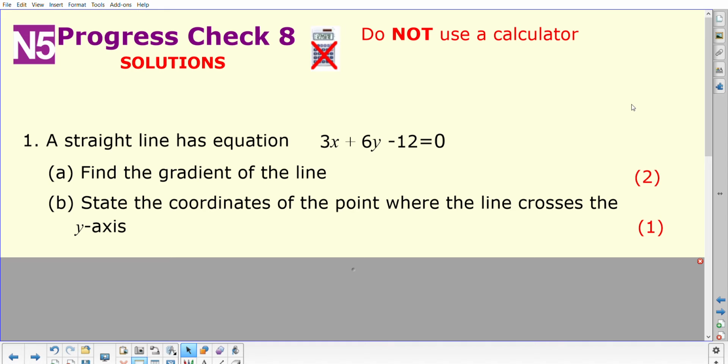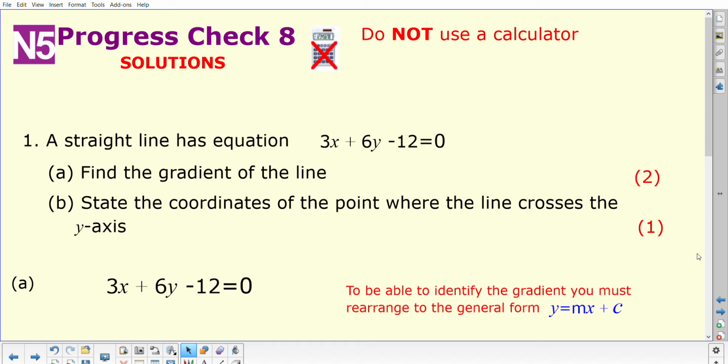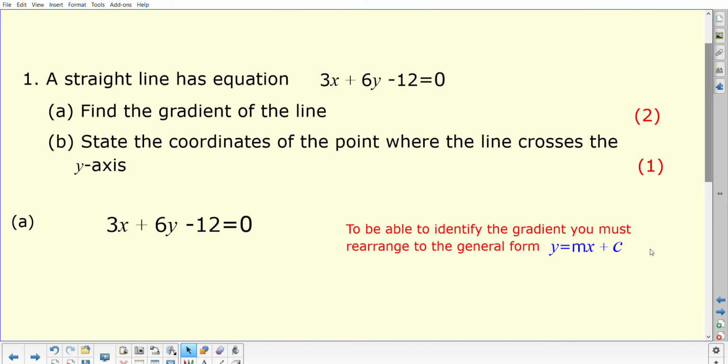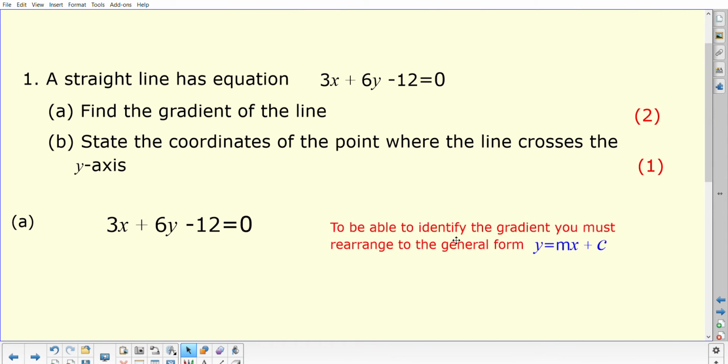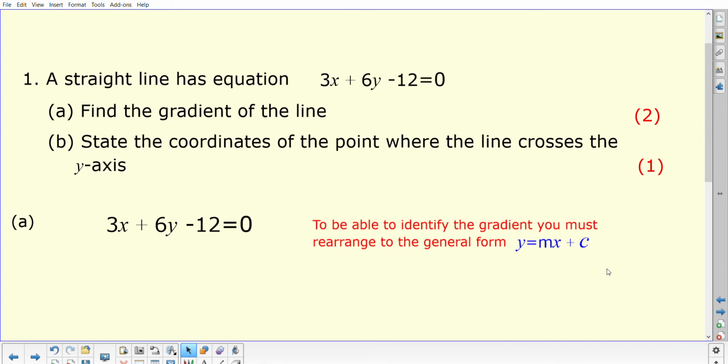You've been given the equation of a line, but it's not in the form that we would instantly recognise, where we can easily identify the gradient and the y-intercept. So the first bit of this, where it is asking you to come up with the gradient of the line, is asking you to show that you understand that in order to identify the gradient, you would need to rearrange that equation into the general form, which is y equals mx plus c. So it's a bit like using your skills for change the subject.